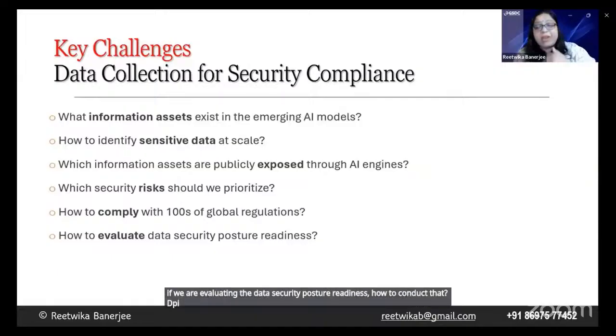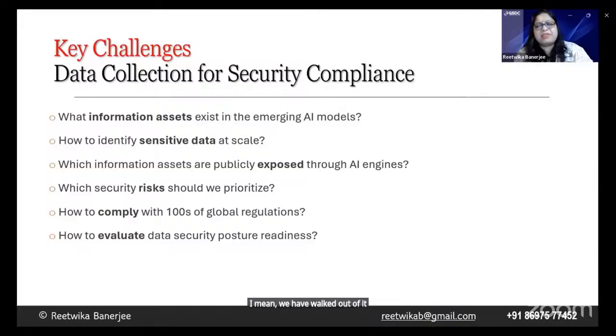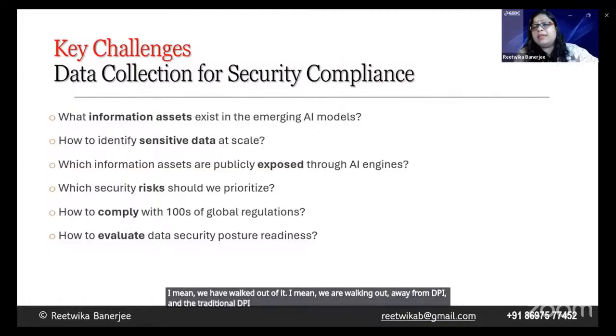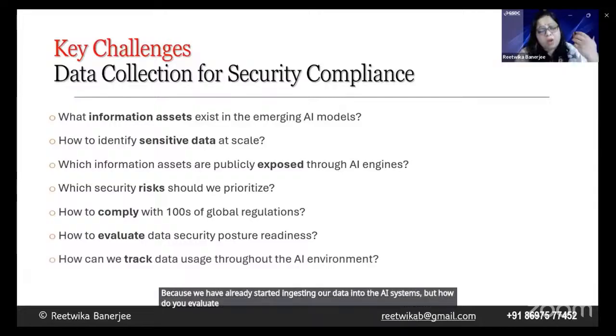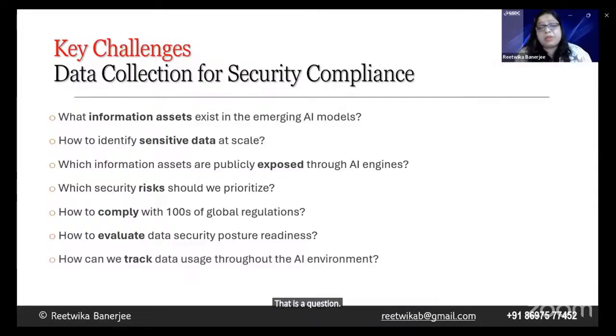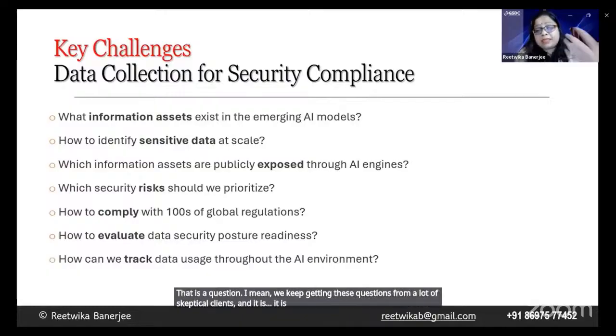DPI is an old story. We have walked out of it. We are moving away from DPI and traditional DPI practices with every passing day, because we have already started ingesting our data into AI systems. But how do you evaluate the posture readiness? That is a question. We keep getting these questions from a lot of skeptical clients, and it is absolutely right. I completely go by them.